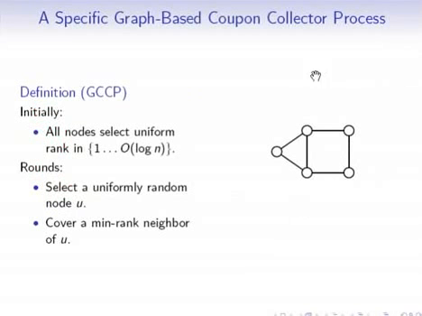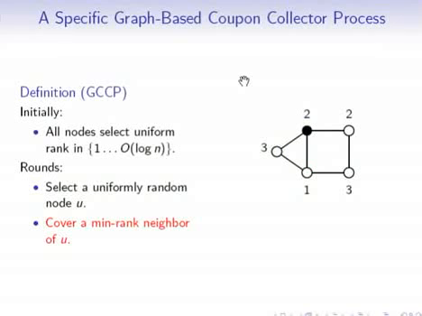On the right here, you'll see our example graph. Initially, as the process begins, each node selects a uniformly random rank between 1 and log n. And then we start the rounds. In each round, we first select a uniformly random node from the graph, and then we look at the minimum rank uncovered neighbor of u, and that's the node which we cover. In this case, the minimum rank uncovered neighbor of the selected node is this top node with rank 2. So that is the one that we cover.